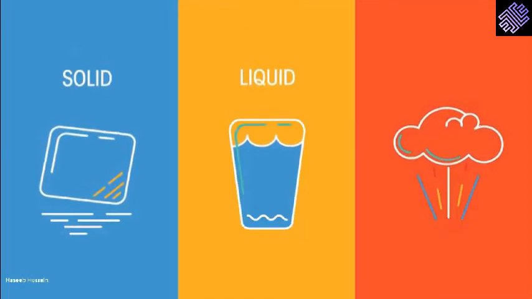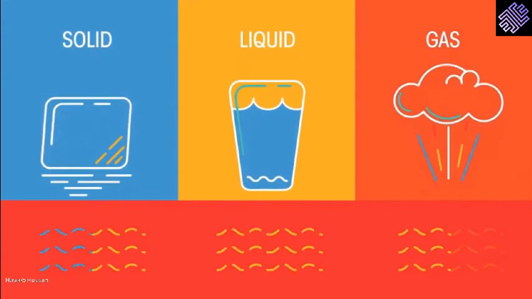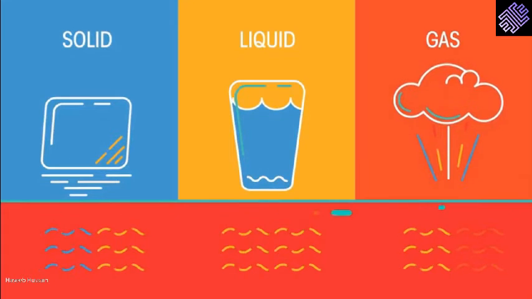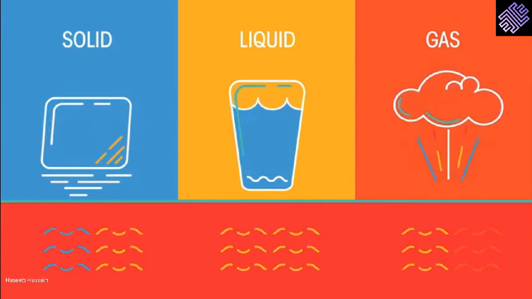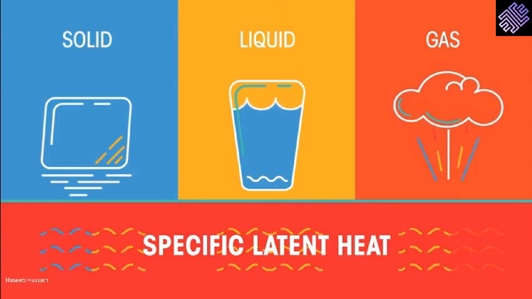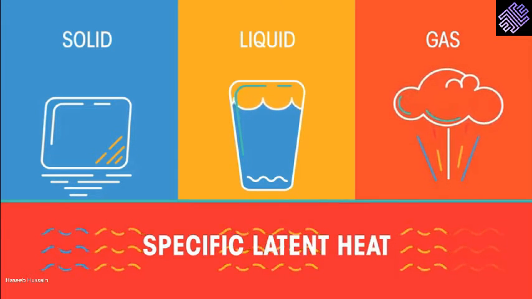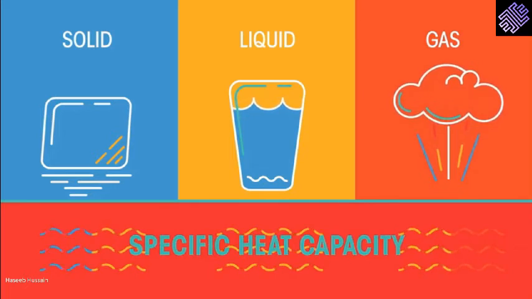When a substance changes its state, heat energy is involved. The energy is not to increase the temperature of the substance any further, but to separate the molecules from each other. This is known as specific latent heat and is different from specific heat capacity.